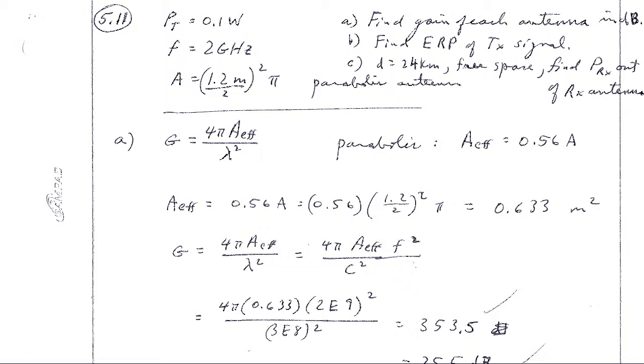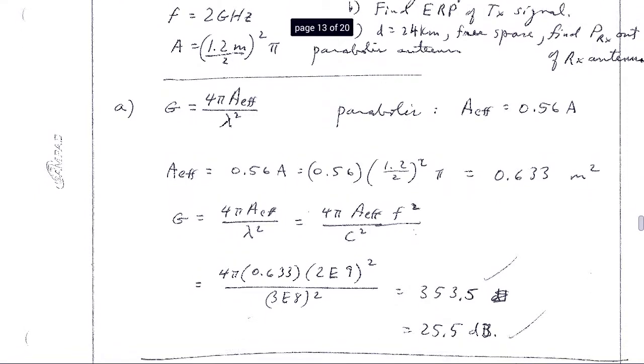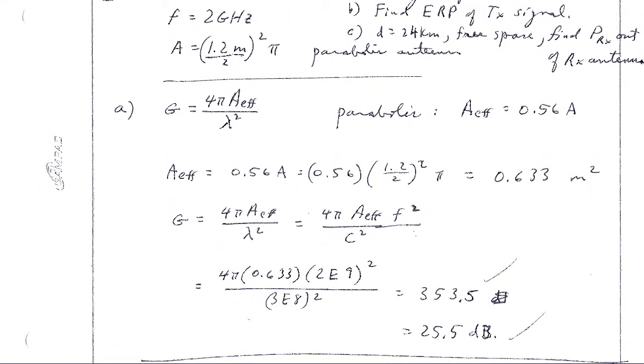So I'm going to calculate the effective area, 0.56A, 0.56 times pi r squared, and I get 0.633 square meters. Now I can plug that into the gain equation and get 353.5 as my gain. But that's not in decibel units when I use this equation. To convert that to decibel units, I get 25.5 dB. Okay, so there's part A.